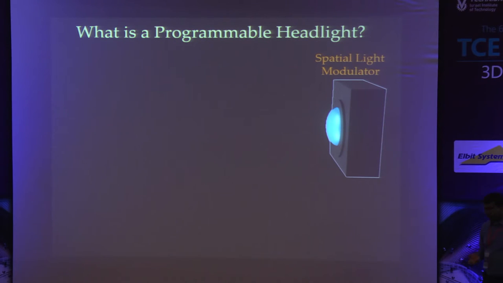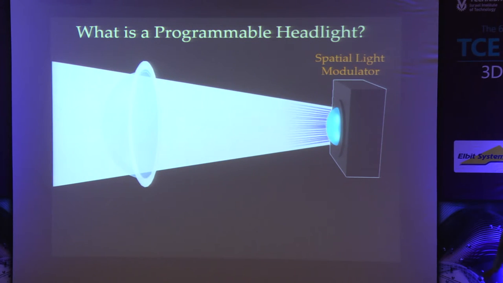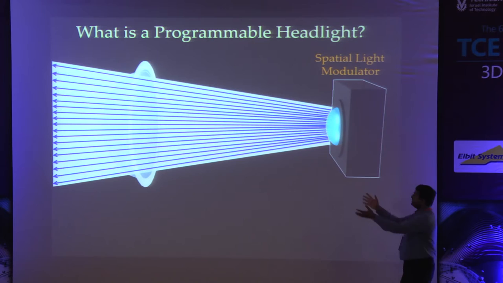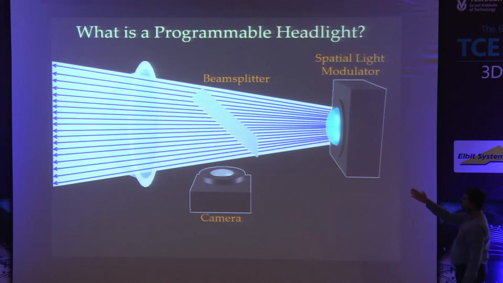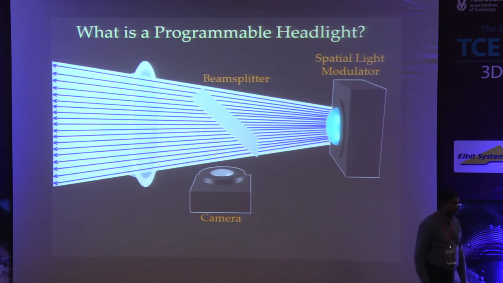So what do you mean by a programmable headlight? It's actually a pretty simple idea. Instead of using just a single light bulb or a bunch of LEDs, just put a projector there. Take a digital projector and put it in there. That means you take a single beam and you're able to split it a million different ways. This is what this projector is already doing on the screen. So we have unprecedented control over lighting. Now, of course, you can keep a sensor. It could be a camera. There's a beam splitter there. It's looking out into the world.